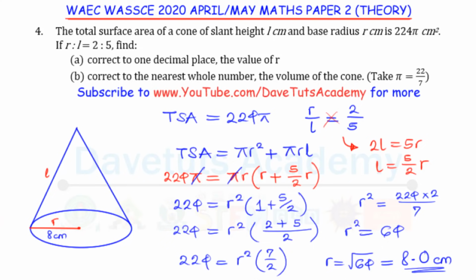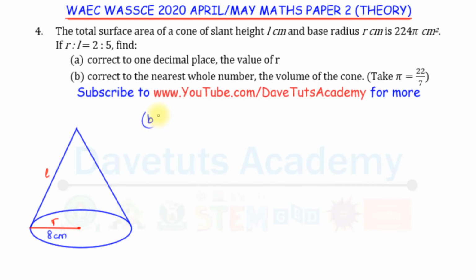Alright, so we can now move to the second question. In the second question, we're asked to find the volume of the cone. The volume of the cone is what we're asked to find here. But recall that initially we said that we have R over L to be 2 over 5. And now we have gotten the value of R.